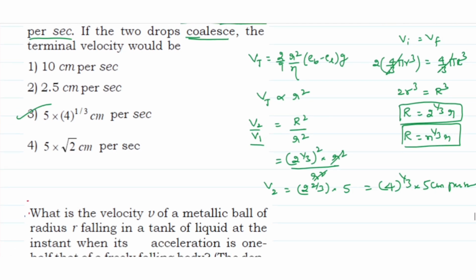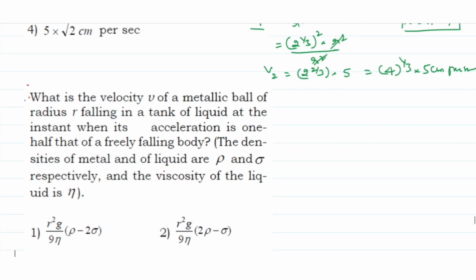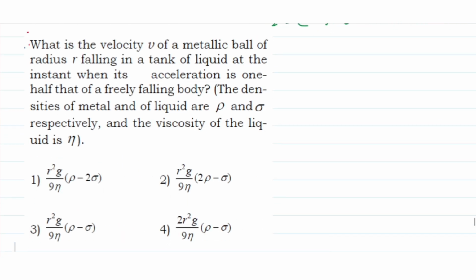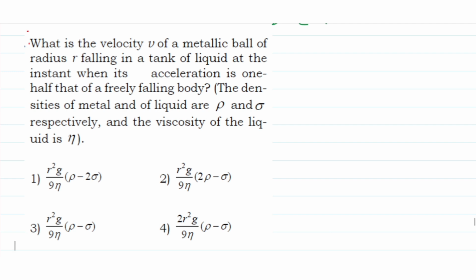The next question says: what is the velocity of the metallic ball of radius r falling in a tank of the liquid at the instant when its acceleration is 1/2 that of a freely falling body? The densities of the metal as well as the liquid are given as rho and sigma, and the viscosity of the liquid is given as eta.